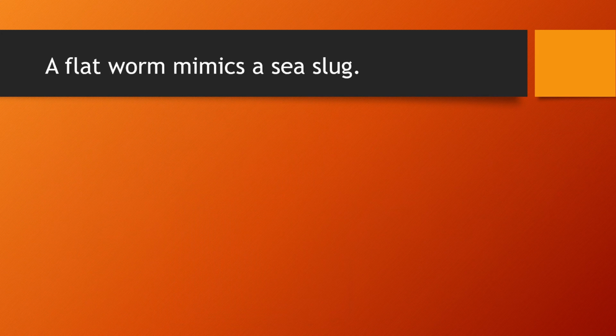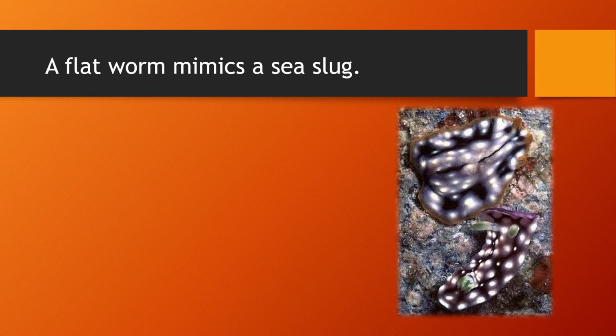A flatworm mimics a sea slug. Why would the flatworm want to look like the sea slug? The sea slug gives off a poisonous, smelly substance to discourage its predators. When a predator sees a flatworm, it thinks that it is a sea slug. So the predator will avoid the flatworm. In this way, a flatworm can escape from its predator.